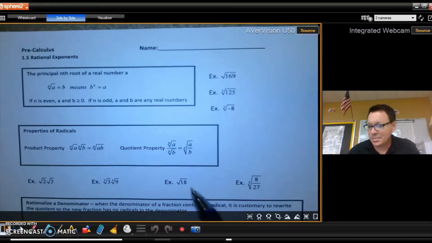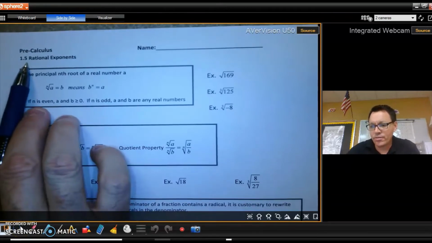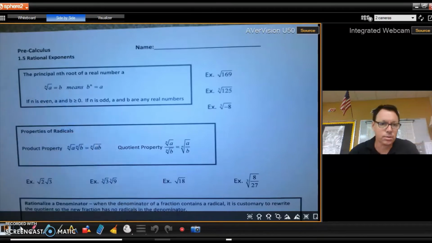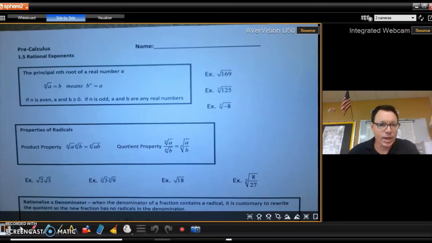Hey guys, today we're going to take a look at 1.5, which is dealing with rational exponents and radicals. So first we're going to take a look at some radicals here.